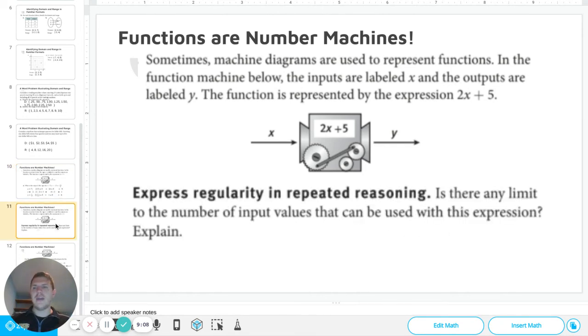Same thing if we try this. Think about it this way. Is there any limit to the number of input values that can be used with this expression? Meaning, can we use any number we want and get another number back? The answer to that is absolutely. There's no discrimination here in terms of what number we can put into a function. You'll learn about restrictions of the domain when we get to Algebra 2, but for right now, we're not going to be looking at those. You can put any number in, you can get a unique number out.